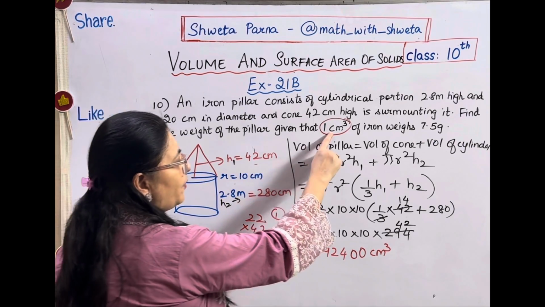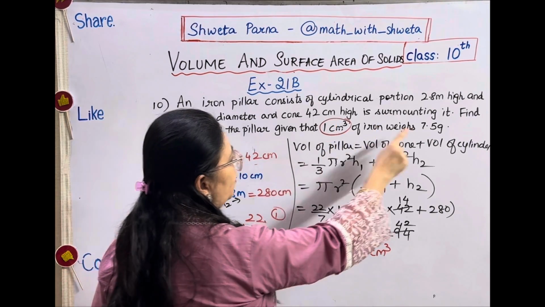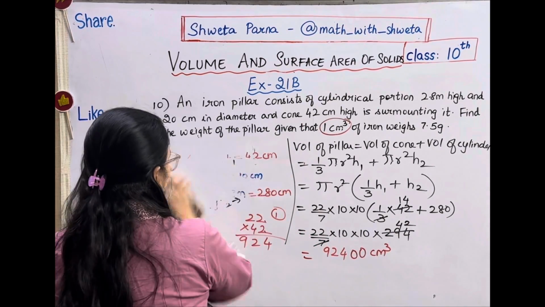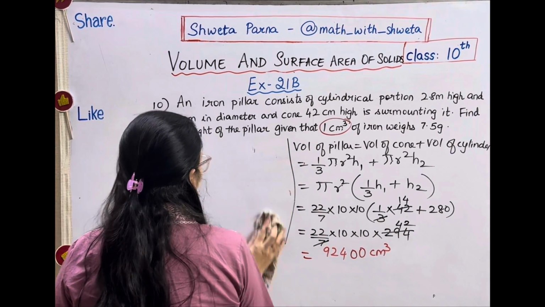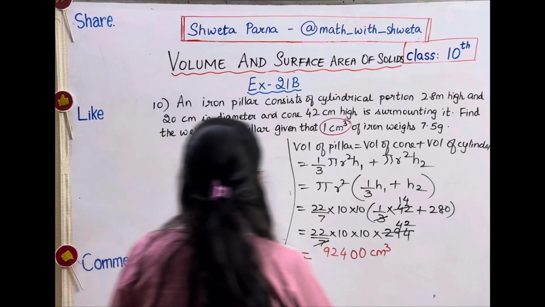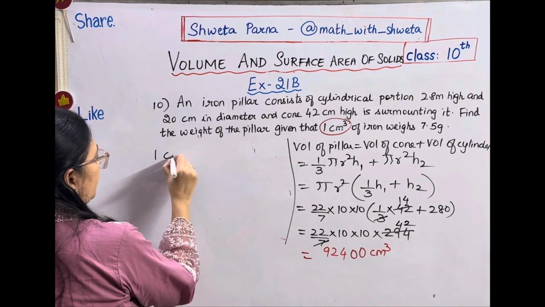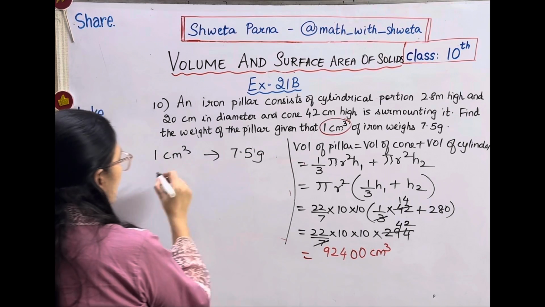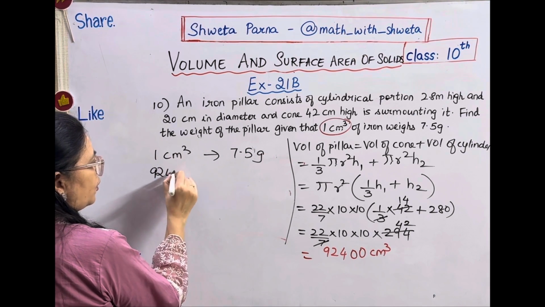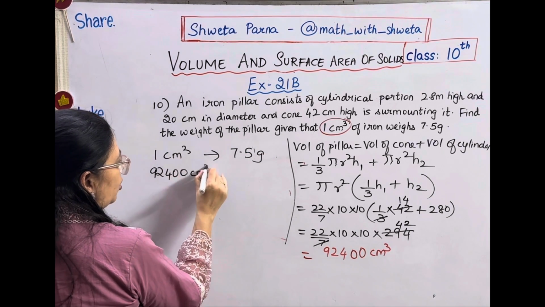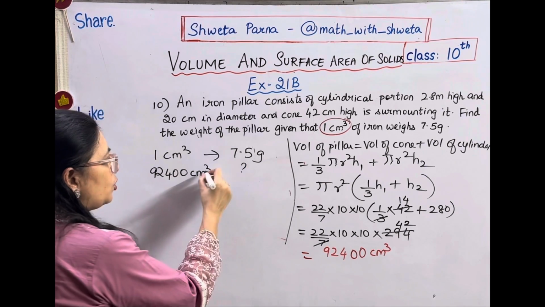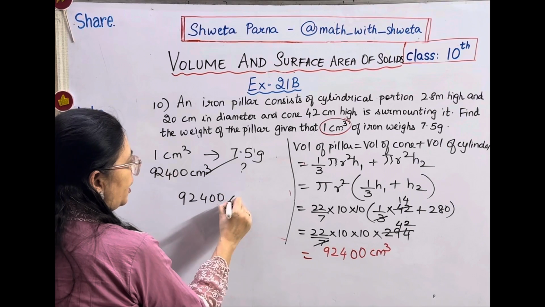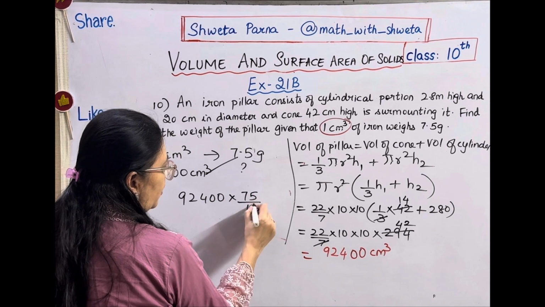Now they have given that 1 cubic centimeter weighs 7.5 grams. So let's find this. So 1 cubic centimeter weighs 7.5 grams. How much would 92,400 cubic centimeters weigh? So what you will do? You will cross multiply. So 92,400 into 75 upon 10.